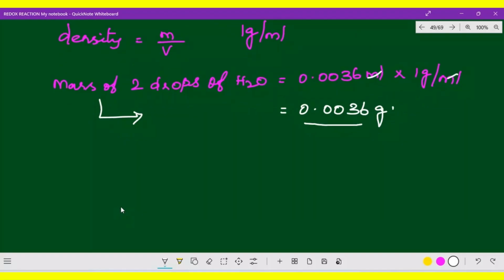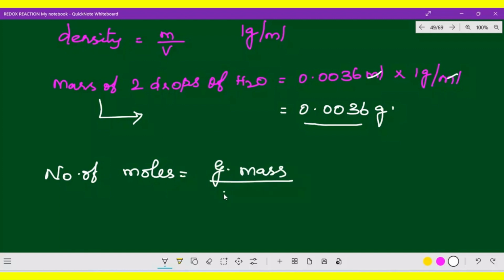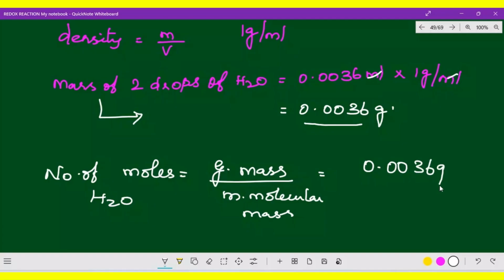Now we have to find the number of moles. It will be easy. Number of moles equals given mass by molecular mass. This is the given mass. So the number of moles of water equals 0.0036 gram divided by the molecular mass of water, which is 18 gram per mole.